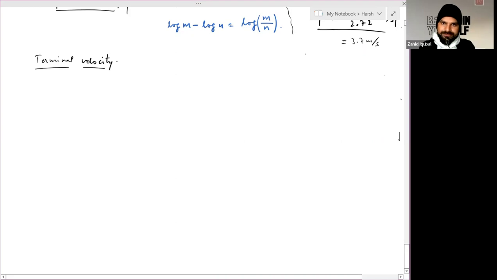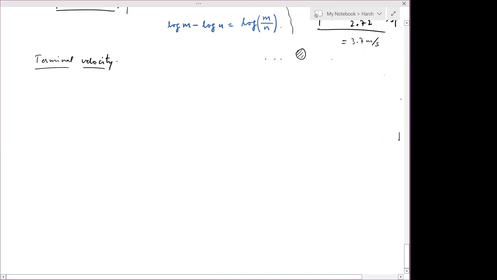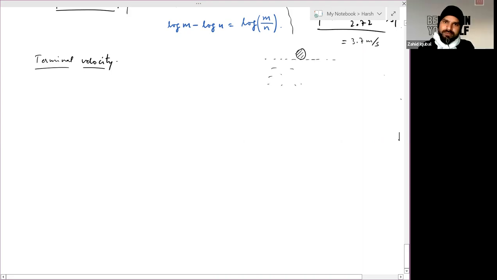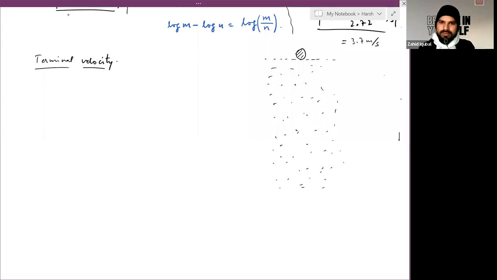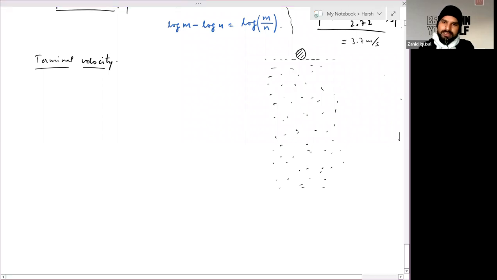Suppose a body is projected or simply dropped in a viscous medium. Through its falling, initially it will accelerate due to gravity. So on acceleration, its velocity will also increase consequently.